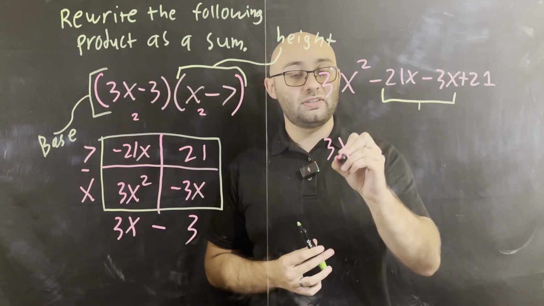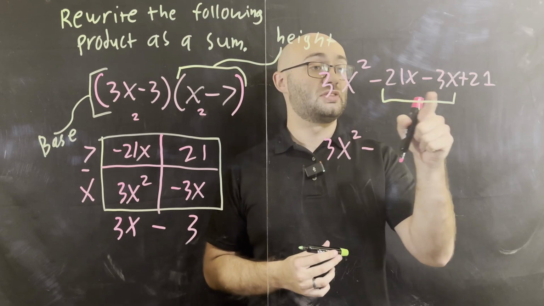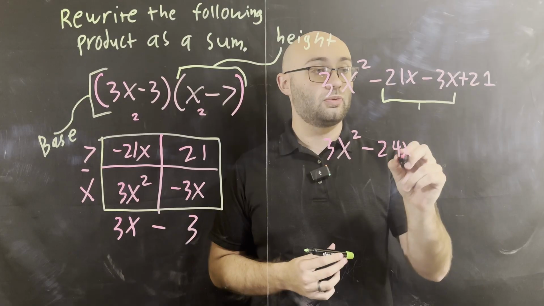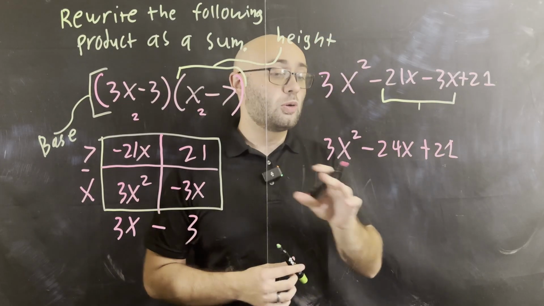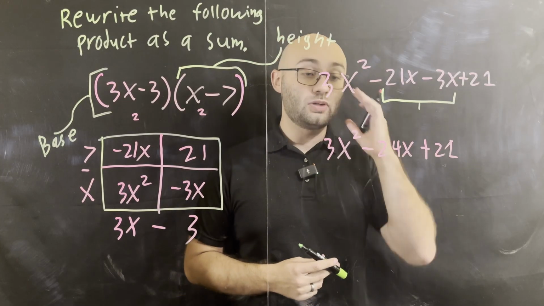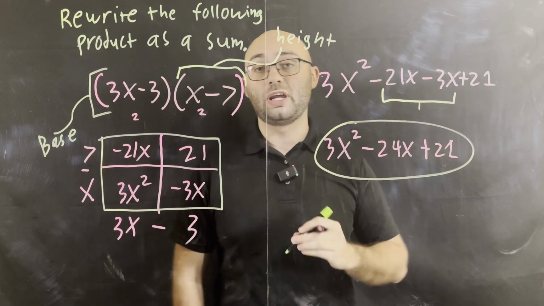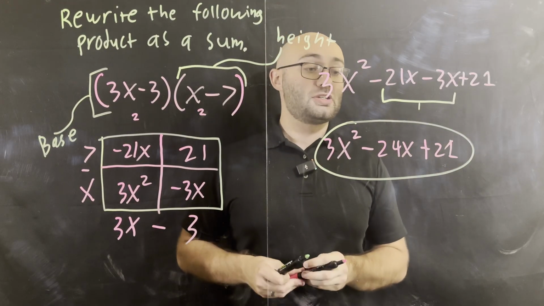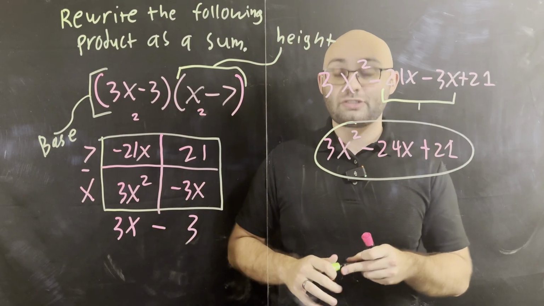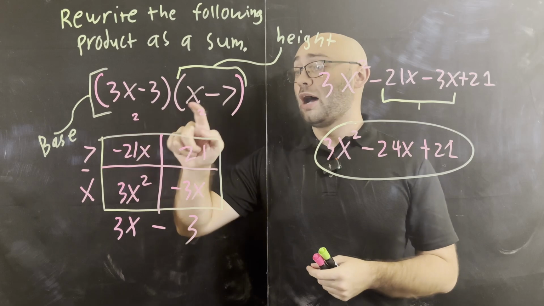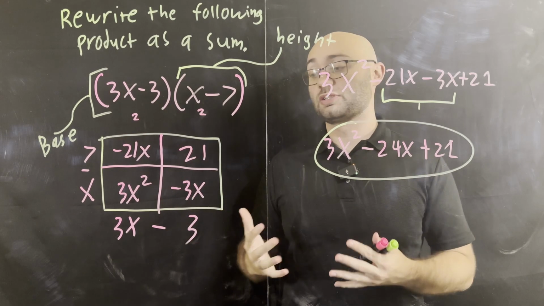So let's rewrite the rest of it. 3x squared minus, so negative 21x minus 3x is negative 24x. And then plus 21. Now there's no more terms for me to combine, no more like terms. So I'm actually done right here, okay? I finished. So I successfully rewrote this product as a sum. As a reminder, product means multiplication. I'm multiplying right here, so it's a product. And if we check here, we're adding, so it's a sum.